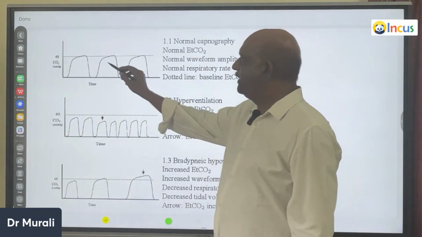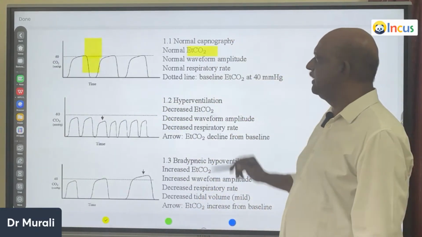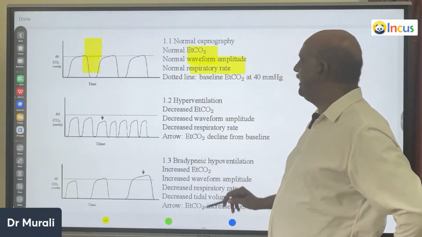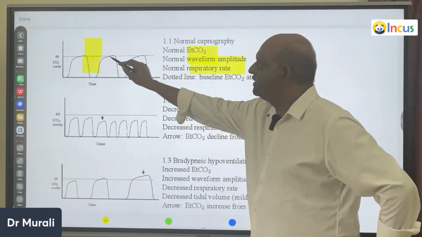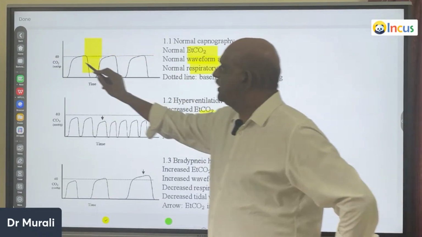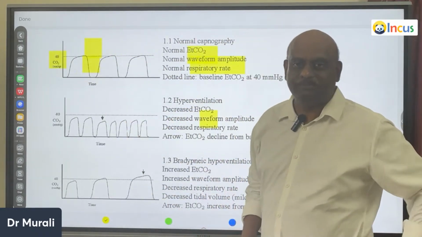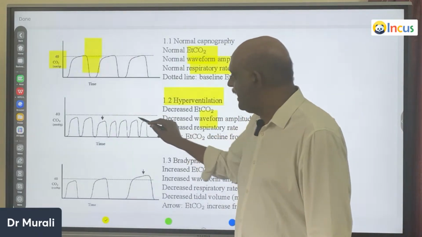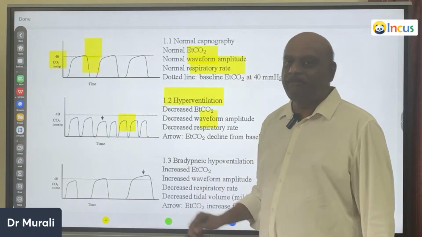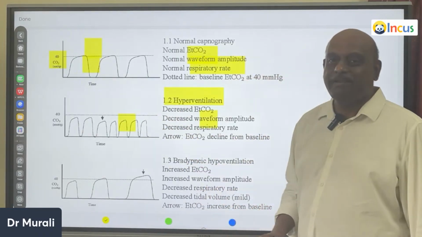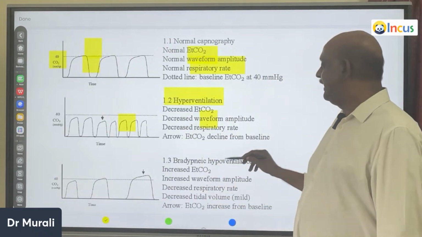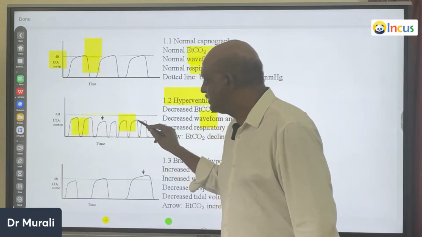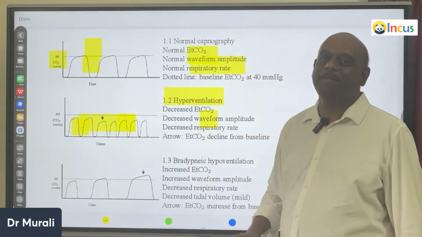In normal capnography, there is a normal end tidal CO2, normal waveform amplitude, normal respiratory rate, and the baseline. This is the baseline. The end tidal CO2 will typically be 40. Clear? Now, if the patient is hyperventilating, the end tidal CO2 will decrease, the waveform amplitude will decrease, the respiratory rate will decrease, and the EtCO2 will decline. If you look from here, it is lower than the baseline.